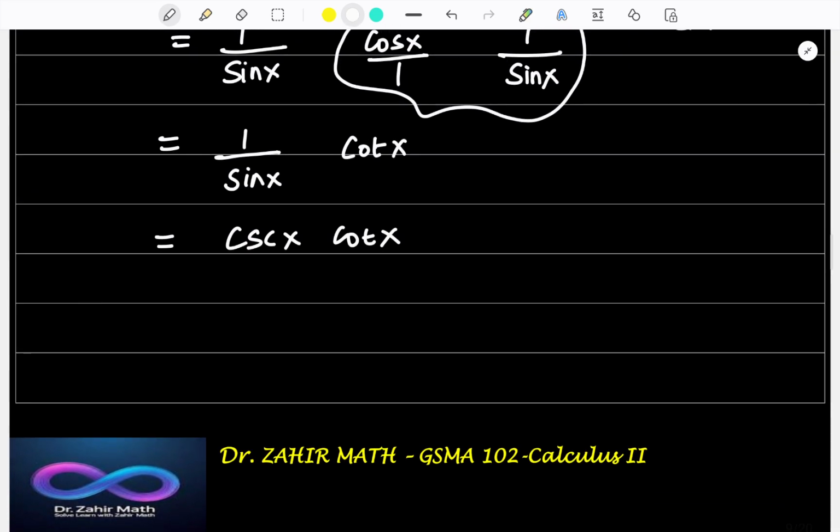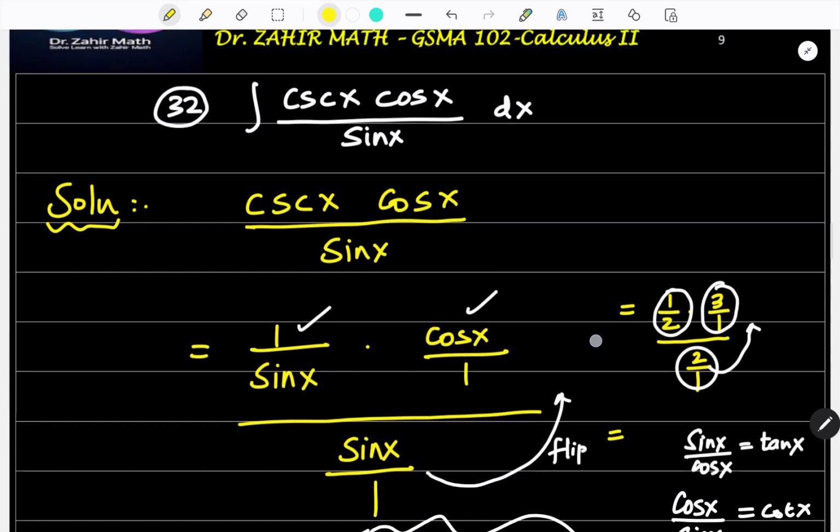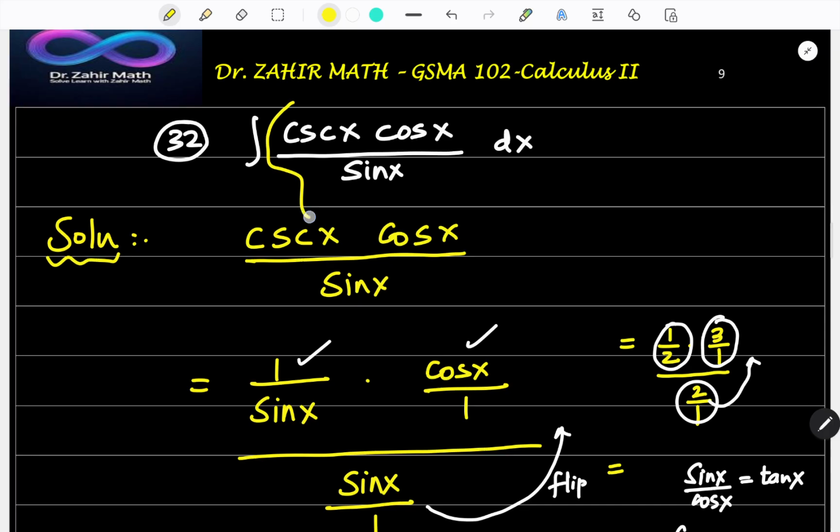Right. So we have now the integral of cosecant x cot x. What is the integral of cosecant x cot x? Just now we wrote the answer, which is minus cosecant x plus integrating constant c. So the main part of this question is simplifying this expression, which is very difficult. Once it's simplified, it's easy to integrate.